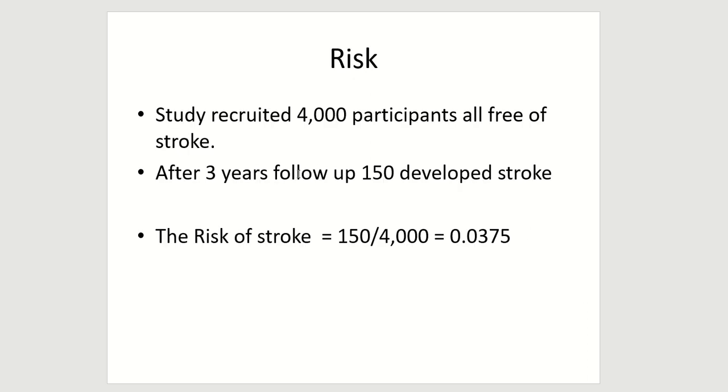All right, so let's look at this example. A study recruited 4,000 participants, all free of stroke. After 3 years of follow-up, 150 developed the stroke. Therefore, the risk of stroke in this sample is 150 divided by 4,000. It's 0.0375. That would be the risk of stroke. The 150, the new ones only, over the total of 4,000. This is also a definition of probability. So it's like the probability of stroke in this group, as long as you make sure that you're only looking at new outcomes.